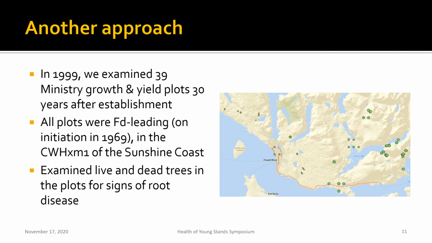The plots, because they are growth and yield plots, are fairly limited in what we can do, so we couldn't grub around and dig things up and cut things down. But the obvious indicators of root disease were pretty easy to pick out, so it didn't take us very much effort to determine which trees were infected and which ones weren't.